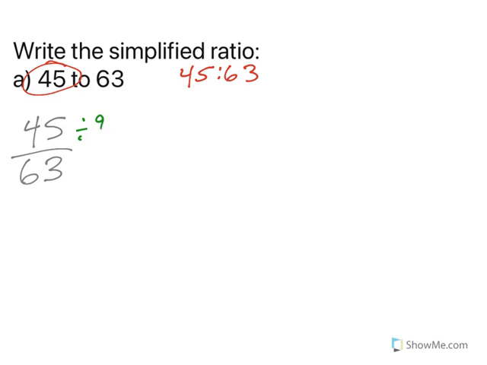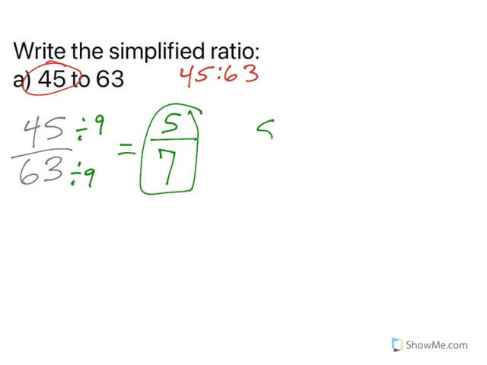So again, I see that the numerator and denominator are reducible by 9. So 45 divided by 9 is 5, and 63 divided by 9 is 7. Now 5 and 7 share no common factors, so that is my reduced simplified ratio. I could also write that as 5 to 7 or 5 colon 7. All three are correct in being a simplified ratio.